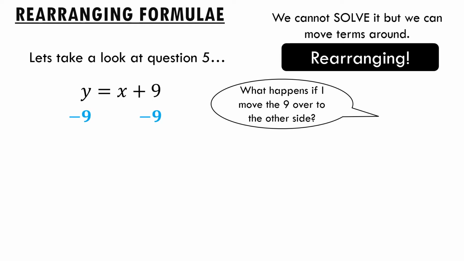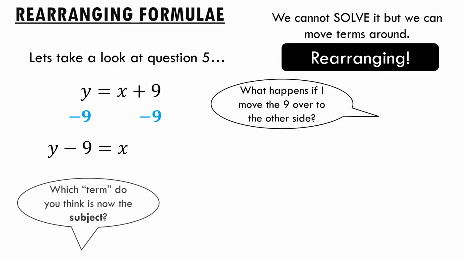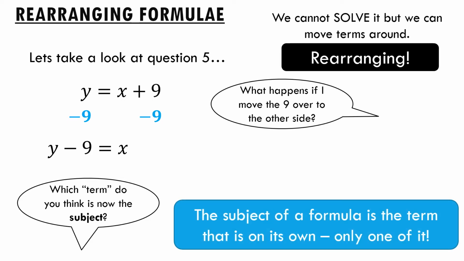And if I did this, because I don't know what y is, I end up with y minus 9 equals x. Now, because x is on its own, that is going to be the subject. And that's what it means by rearrange to make something the subject of a formula. It means get it on its own. So make sure there's only one of the term that it's asking for. So we're going to be focusing on that for the rest of this lesson.